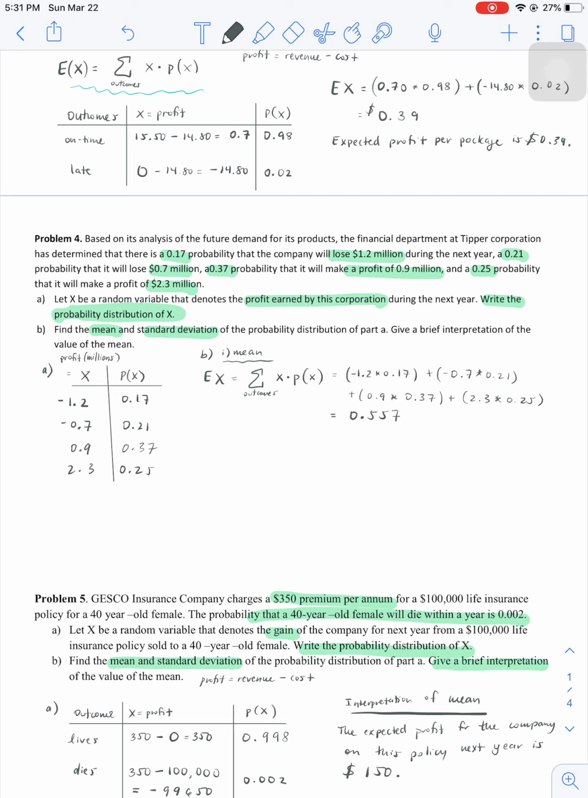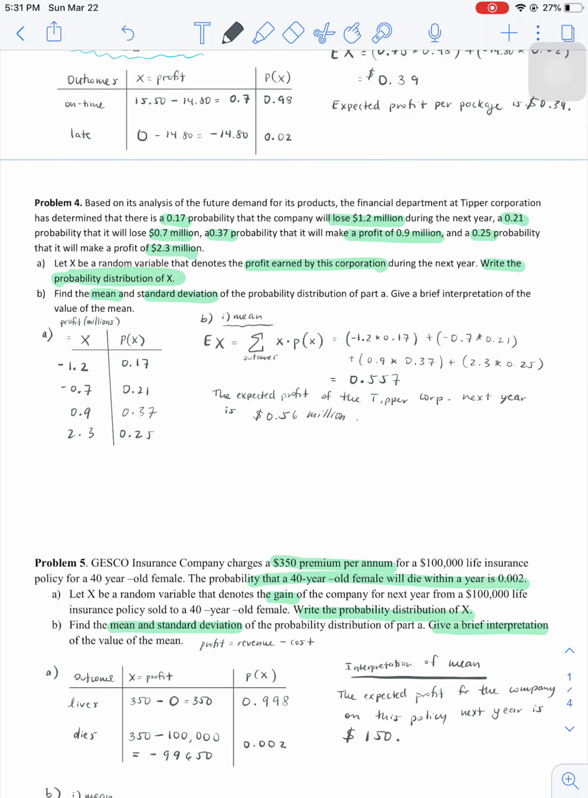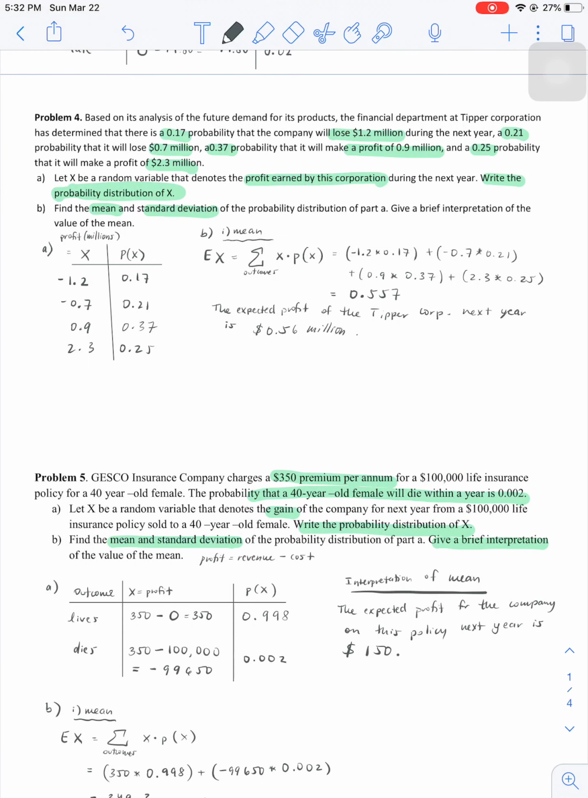The interpretation of that is the expected profit of the Tipper Corporation next year is $0.56 million. So we expect them to gain about $560,000. Not bad. All right, next we want to find the standard deviation of their profit next year.